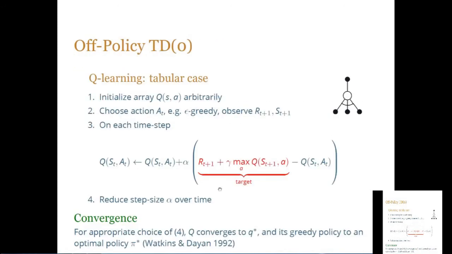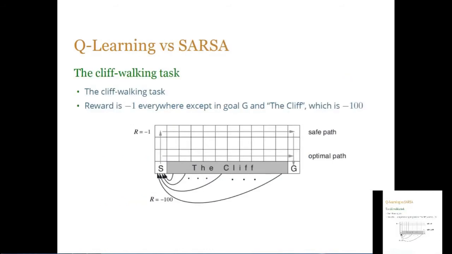So far, this is the tabular case. I will explain now what happens when we go to the function approximation case. But I think it's interesting to use this example, also from Rich Sutton, that explains this difference between SARSA and Q-learning. So remember, SARSA was an on-policy learning algorithm that finds the optimal policy and learns a policy from samples and experiences from the behavior policy.